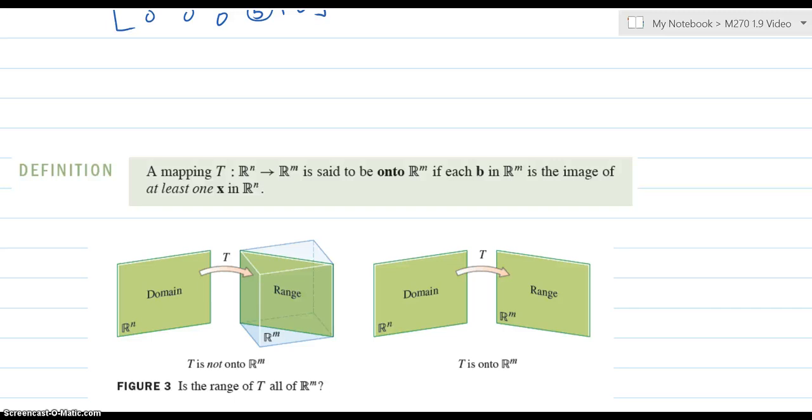They have a great picture here, something that is not onto and something that's onto. So in other words, if the range is not the whole thing, kind of like spanning, then for some B in Rm there's one that the X's do not get to. That is not onto. But if the whole range is the same as the codomain, then it's said to be onto, which is why we have the next theorem.